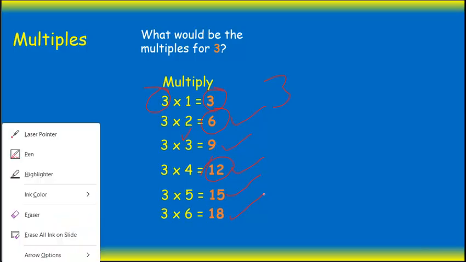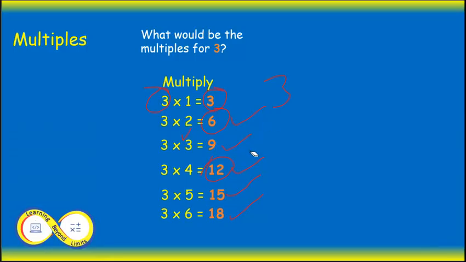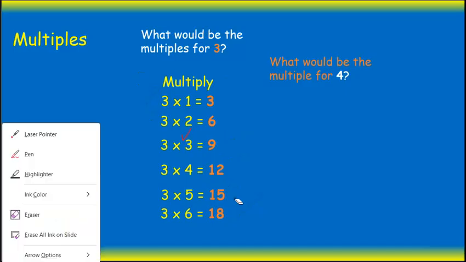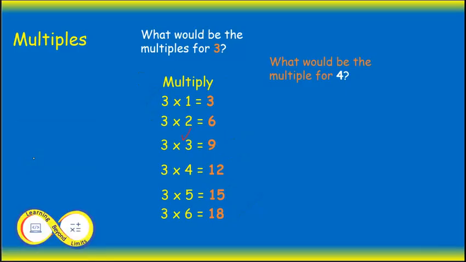What if we were to ask for a different number? Say we want the multiples of 4. What would that look like? Well, it would be very similar to what we had for the 3. So again, we want to first think about the word multiply if we're thinking about multiples, right? So 4 times 1, 4. So 4 itself is the first multiple of 4.